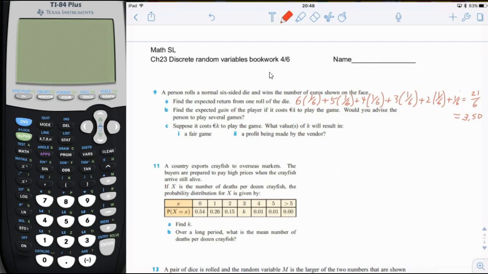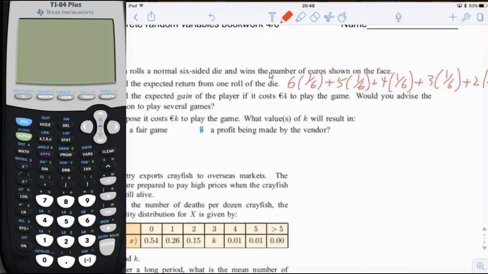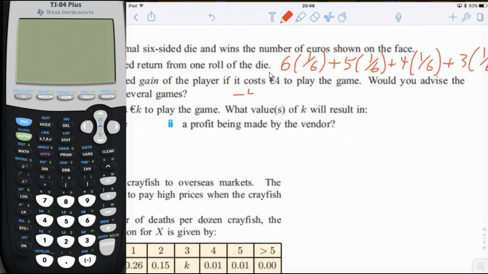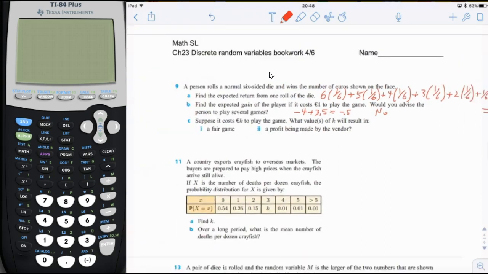So. Find the expected gain of the player if it costs 4 euros to play the game. Would you advise the person to play several games? It costs €4 to play the game. So if it costs €4 to play the game, then he's going to pay 4, and then he's going to get an expected value of 3.5. So basically each turn he's getting an expected value of negative 0.5. So would you advise to play several games? No, right?